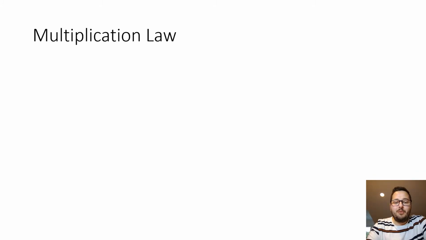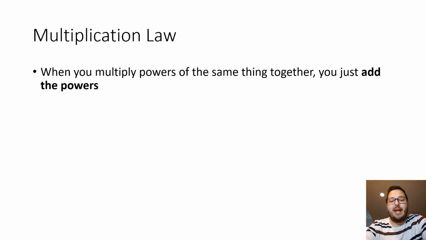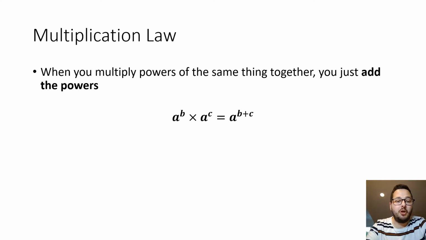So the first one we're going to look at is the multiplication law. When you multiply powers of the same thing together, you can simplify it by adding the powers up. For example, a to the b times a to the c is the same as a to the b plus c. So you can just bring them together and add the powers up.